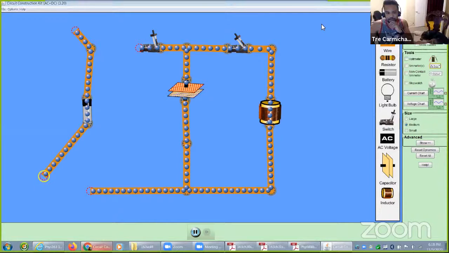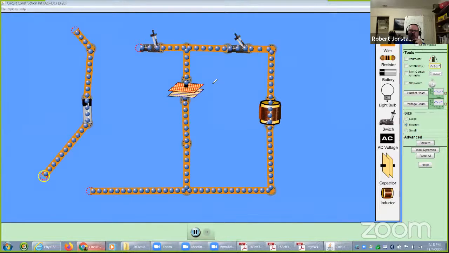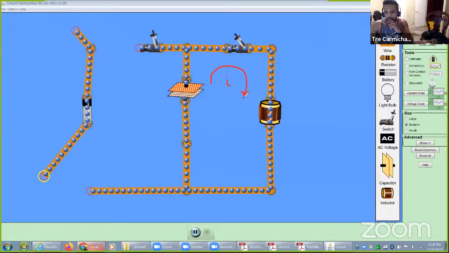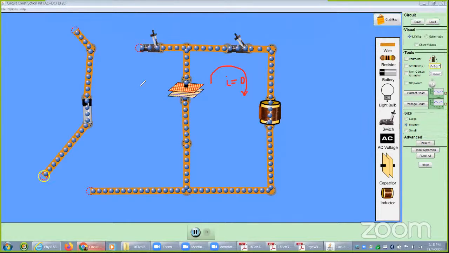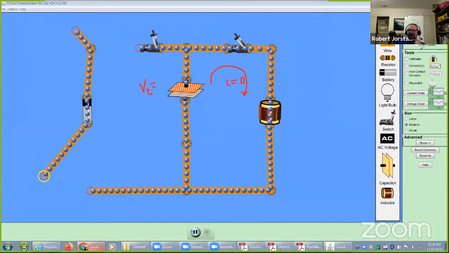Clockwise. Okay, and how much current will flow initially? None. So we expect the inductor will preserve its current. What does the capacitor preserve? The capacitor preserves its voltage. So the voltage on the capacitor is still going to be, what was this battery? The battery was 9 volts, right? So in this case, do you agree that the voltage across the capacitor is going to stay at 9 volts initially?